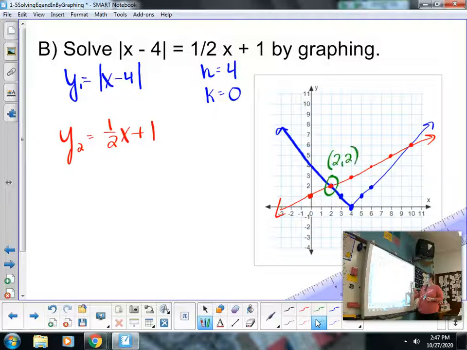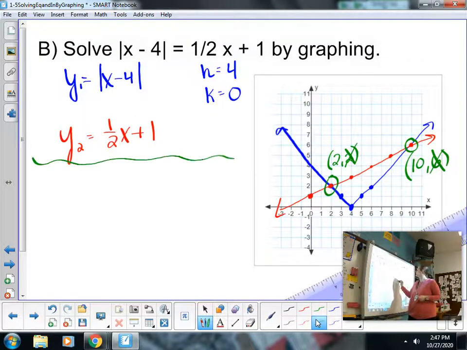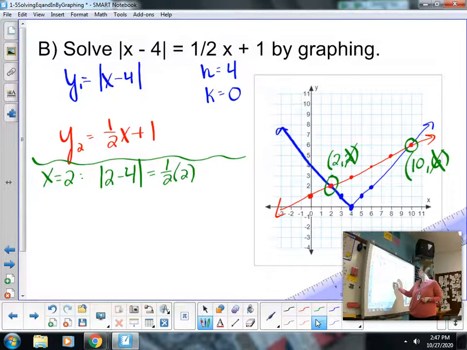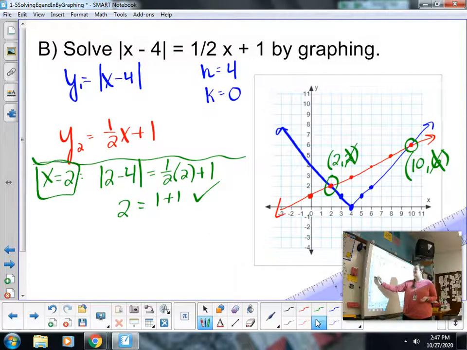This point is 2, 2. This point is 10, 6. Again, I don't need the y coordinates, but I do need to check the x coordinates to make sure those are actually solutions. So if I check x is equal to 2, I'm going to see that the absolute value of 2 minus 4 is equal to half of 2 plus 1. Well, 2 minus 4 is negative 2. The absolute value is positive 2. Half of 2 is 1, and 1 plus 1 is, in fact, 2. So that checks out. So x equals 2 is one of the solutions.